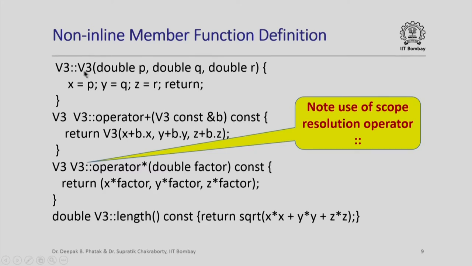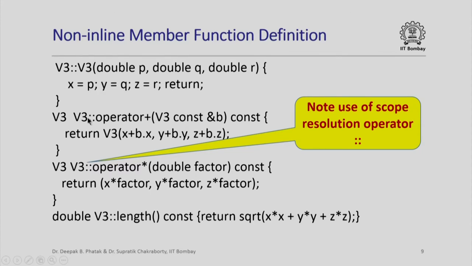Here it is, the constructor function V3, but I have to add before it the scope resolution operator and the name of the class. So this is basically saying, here is the definition of the member function V3 of the class V3, and this is exactly the definition that we want.